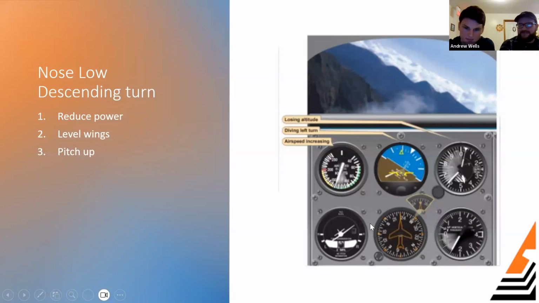The first thing you want to do is get that power out. I always think of it, you're facing the ground. Pull away from the ground. Exactly. Reduce that power. When you're nose low, reduce that power because you don't want to go over VNE, that red line right there. Otherwise, if you try to pull out, you could exceed the load factor on the aircraft. So nose low, reduce the power, level wings, and then start to pitch up.